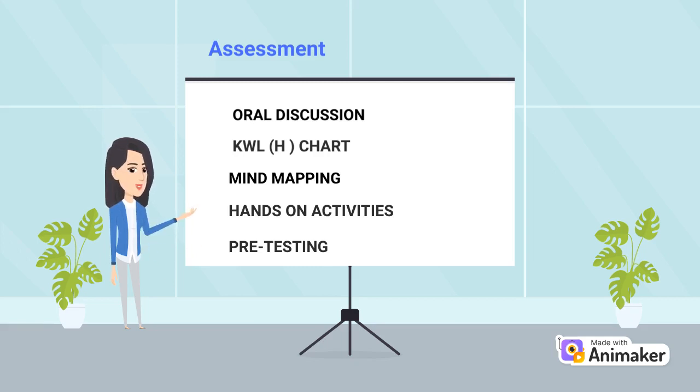While in mind mapping, students list and categorize the concepts and ideas relating to a topic. And when we talk about hands-on activities, students use different manipulative tools, different concrete materials. In pre-testing, it allows the teacher to determine the pre-existing knowledge, or what we call the schema, of the students with regards to the topic.